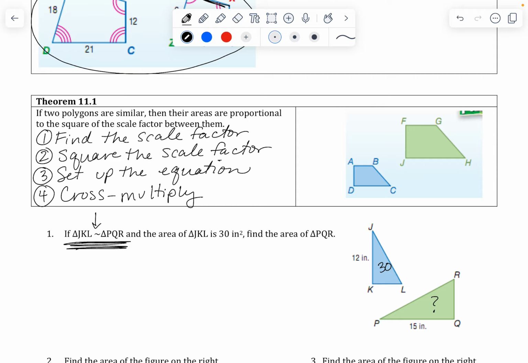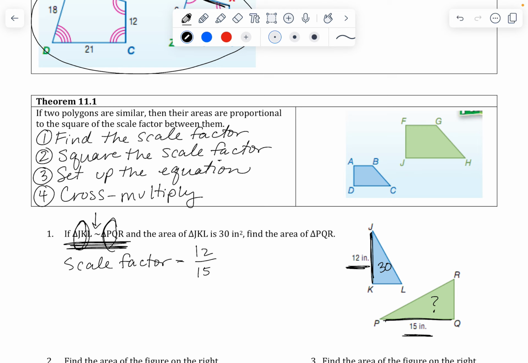Now I can't just find the area in PQR because I only have one side. I can't use my area of a triangle formula. But let's follow the 4 steps up above and see if we can get those to work. The scale factor between these two shapes is going to be 12 to 15. And I know that because JK, first 2 letters right here, match PQ, first 2 letters in the other triangle. So the scale factor, let's write this down. Scale factor is 12 to 15. That's how the 2 triangles compare.